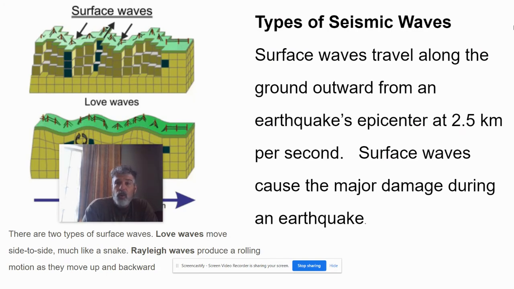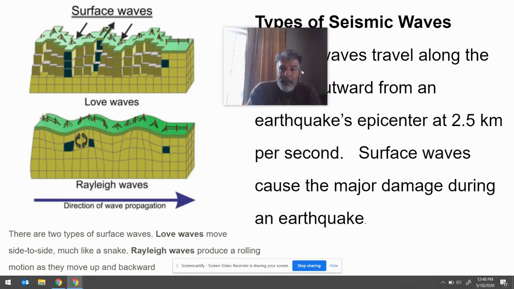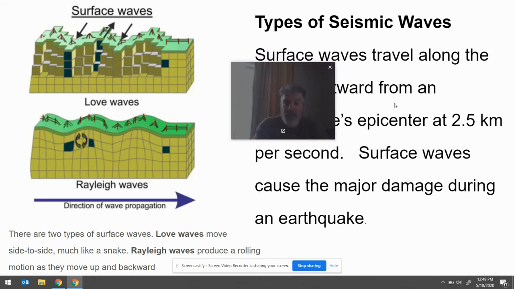Surface waves, on the other hand, travel along the ground outward from the epicenter at about 2.5 meters per second. And these are the ones that are doing most of the damage in an earthquake. So if you got the Love waves, you can be moving like this, like side by side. You got the Love waves, and you can be doing this, going up and down. Sorry, those are the Rayleigh waves. Well, you got your Love waves and you got your Rayleigh waves. So you're hopefully not feeling the love on the Love wave because they move side to side.